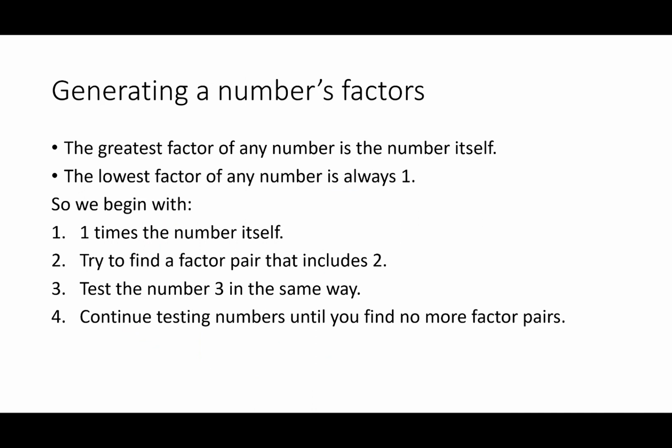So we can begin with step number 1, which is 1 times the number itself. After that, we try to find a factor pair that includes the number 2. Then we can test the number 3 in the same way. And we can continue testing the numbers until we find no more factor pairs.